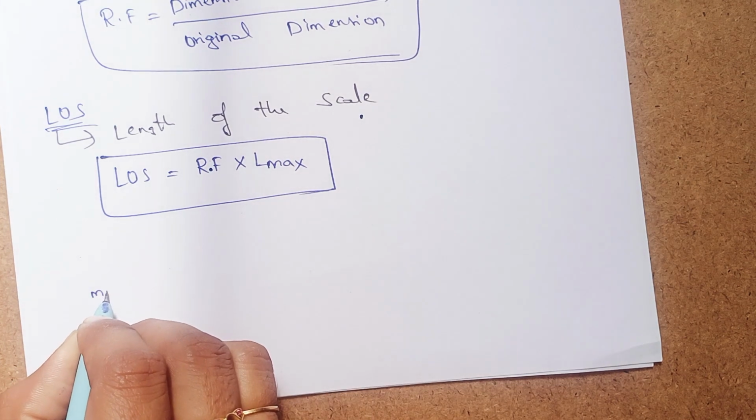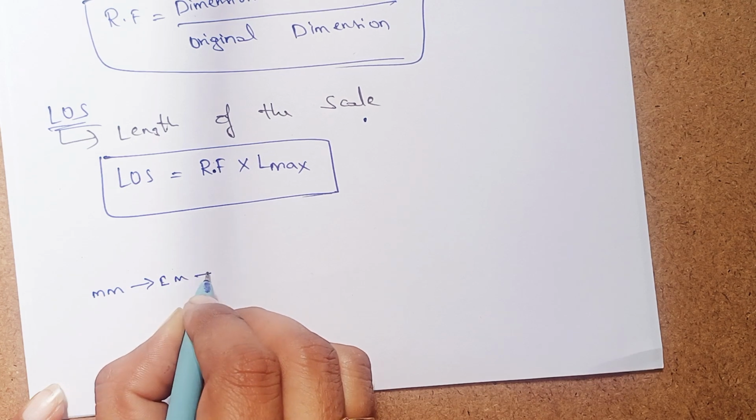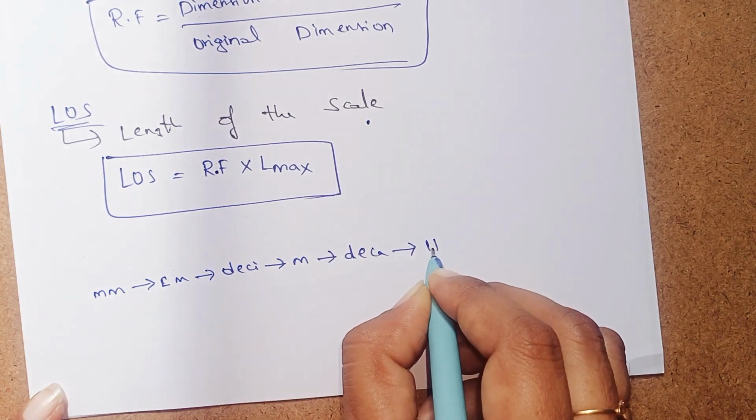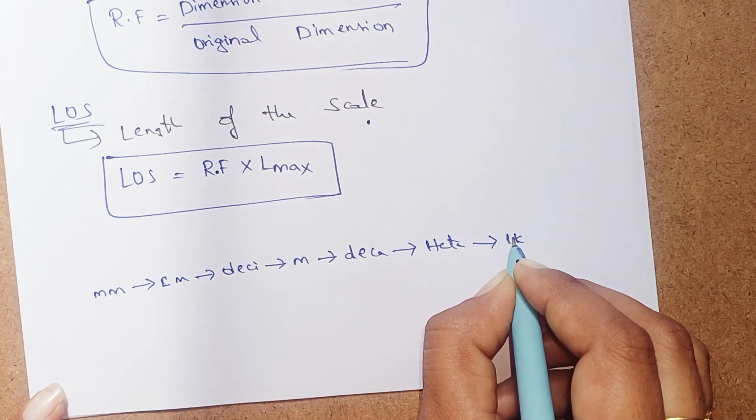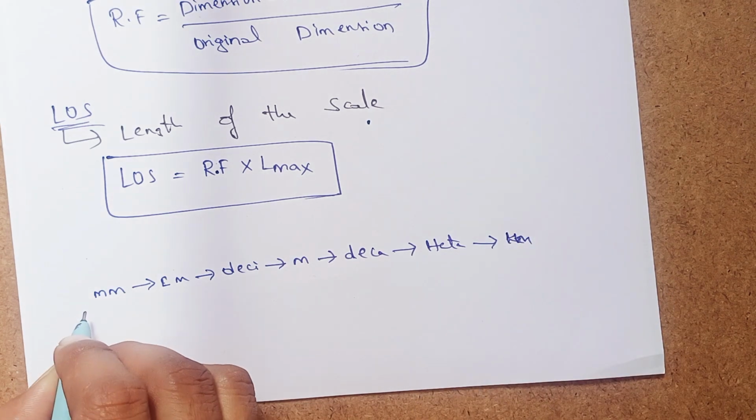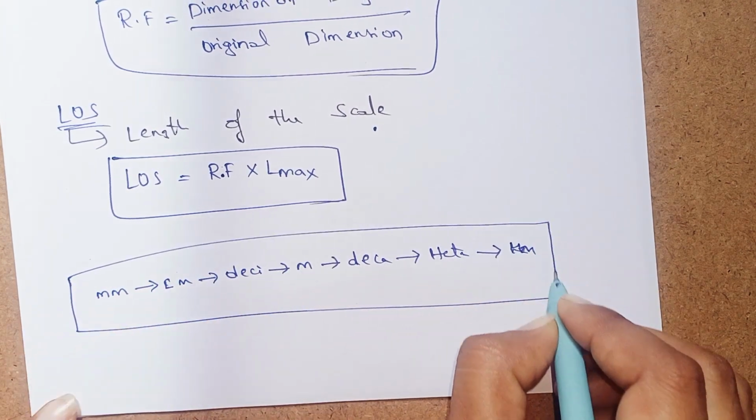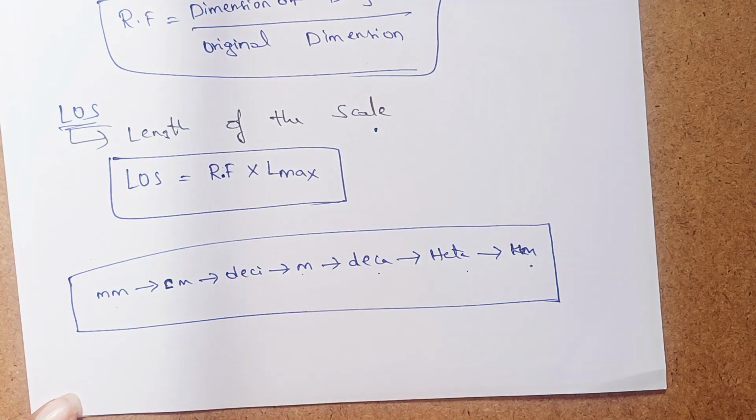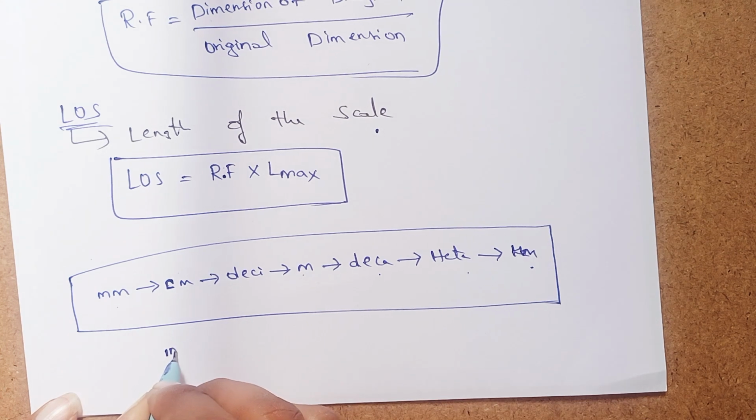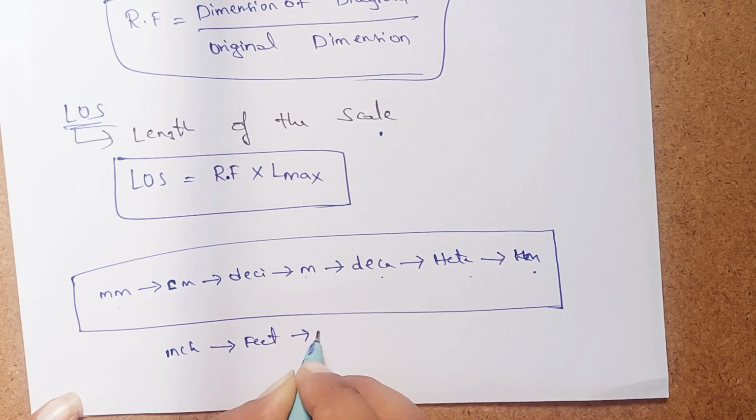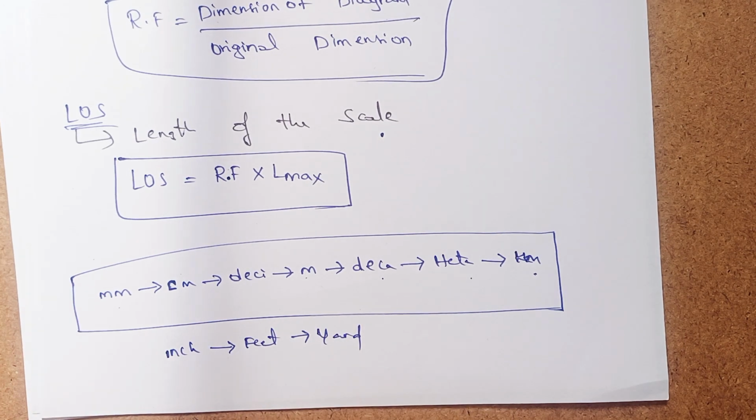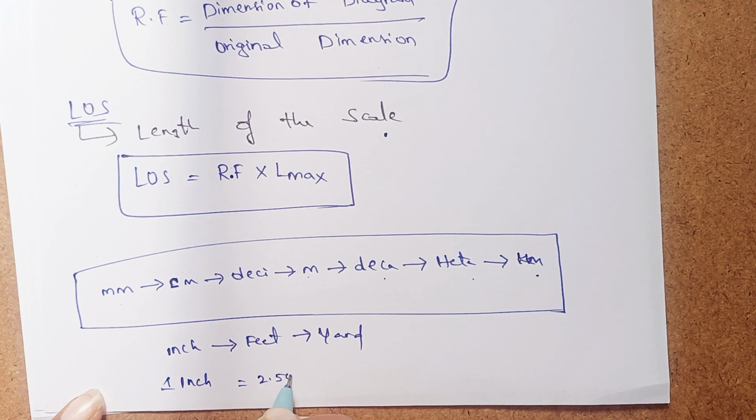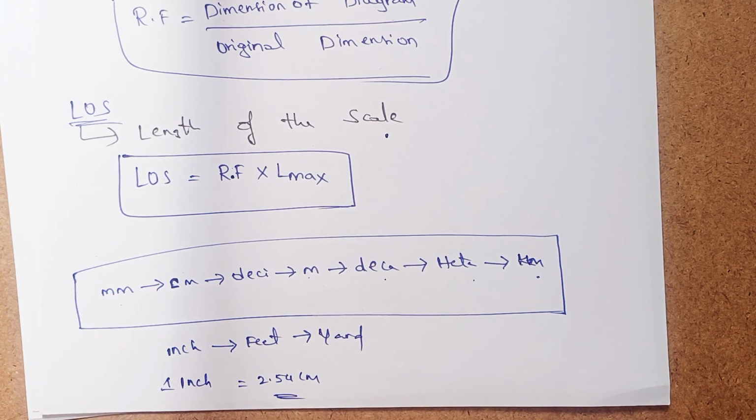So you have to start with centimeter, next decimeter, millimeter, decameter, hectometer and kilometer. You have to remember these seven words: millimeter, centimeter, decimeter, meter, decameter, hectometer and kilometer. This is very important. And one more is inch, feet. And one more thing: 1 inch is equal to 2.54 centimeter. This is very important for the introduction of the scale.